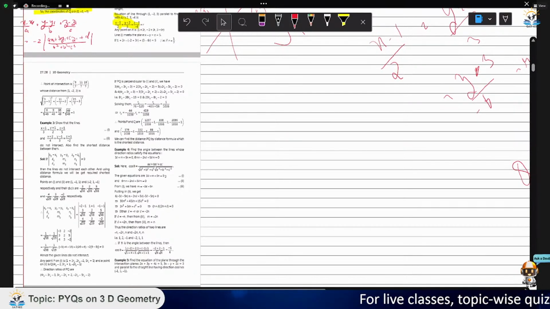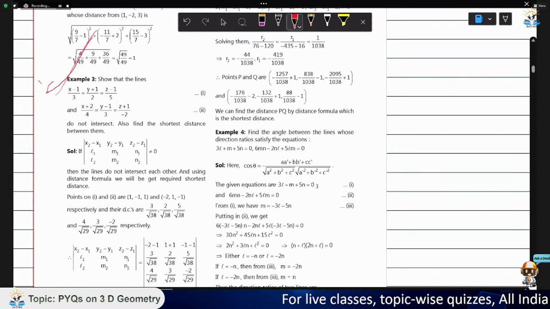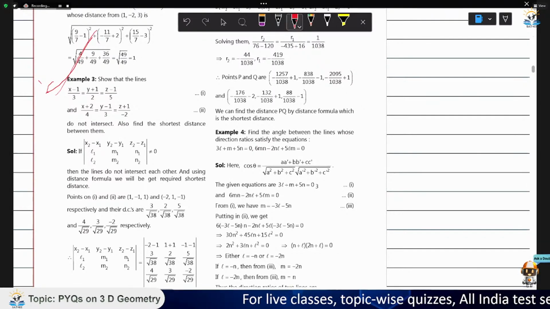So now moving on to question number 3. What does question number 3 say? Show that the lines do not intersect. Also find the shortest distance between them. Okay, so how do we proceed with that?